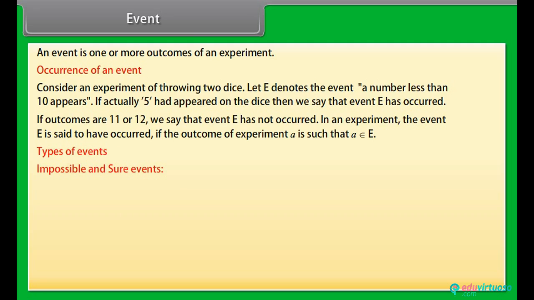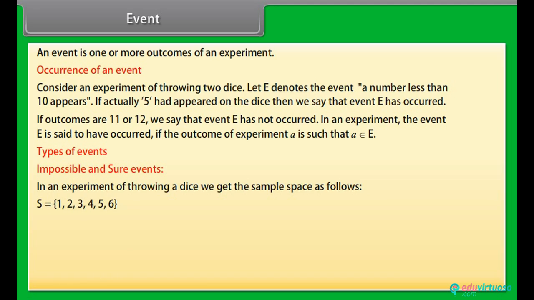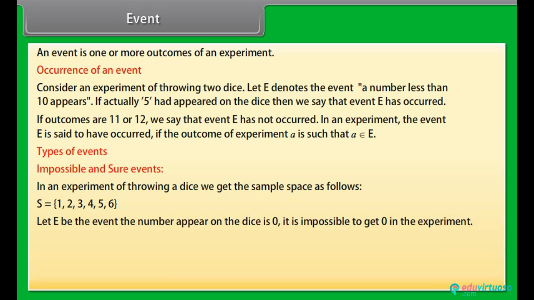Types of events. Impossible and sure events. To understand it, let's take an example. In an experiment of throwing a dice, we get the sample space S is equal to {1, 2, 3, 4, 5, 6}. Let E be the event that the number appearing on the dice is 0. It is impossible to get 0 in the experiment. Thus the event E is equal to phi, an impossible event. It is also called the empty set.